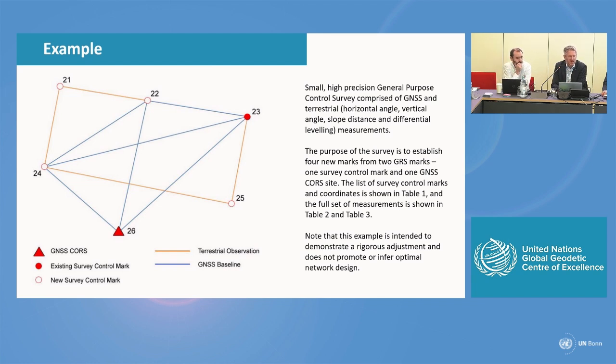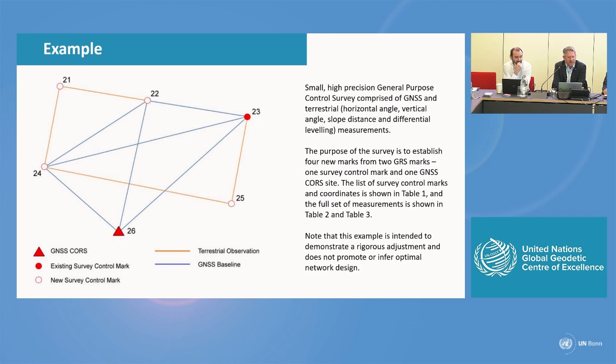And you can see here, this is an example where we've got a small, high-precision general-purpose survey that's been done using some GNSS and some terrestrial data. And the purpose of this survey is to establish 4 new marks from the 2, let's call them geospatial reference system marks or control marks from a country. And one of those control marks is GNSS, and it's a CORS site. That's the red triangle shown in the bottom. That's my colour blindness coming through.